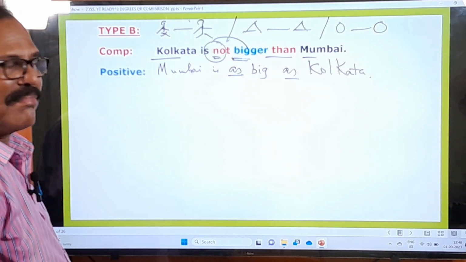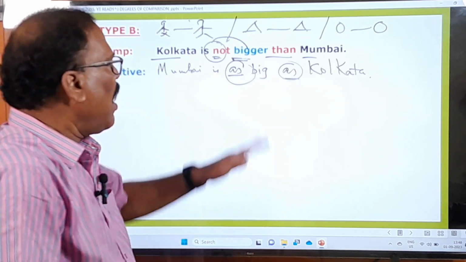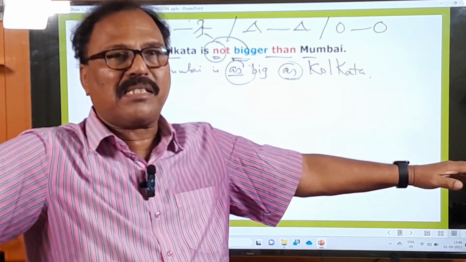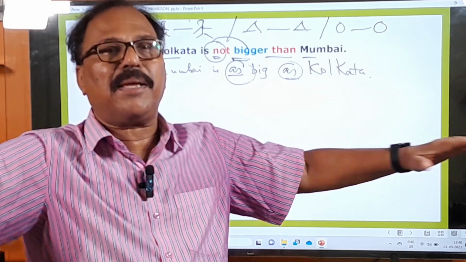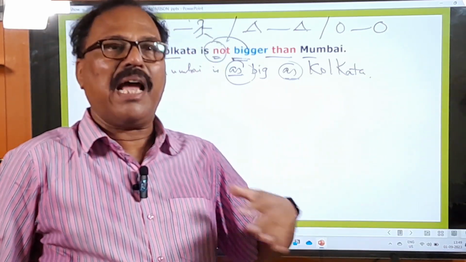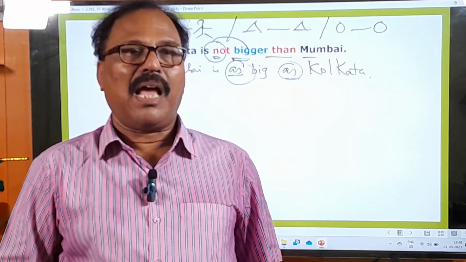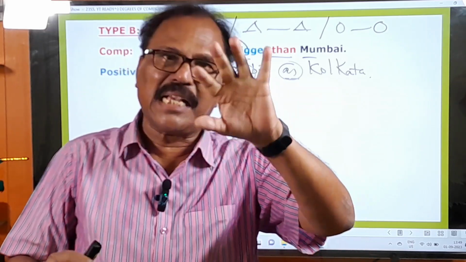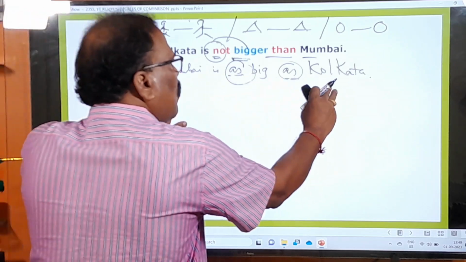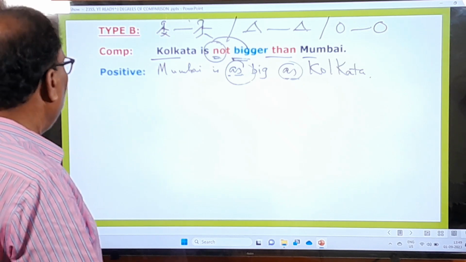Simple. As. Whenever we use as, this as plus as pattern is used whenever two things or two places or two persons are the same, on the same level. Okay, I am as rich as you are. I'm as strong as you are. I'm as tall as you are. As pattern is a beautiful one. So as big as. Mumbai is as big as Kolkata means Mumbai, Kolkata anta peddadi. Ante rendu samaname. So this is very easy.